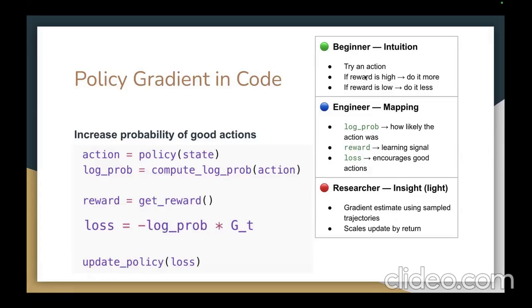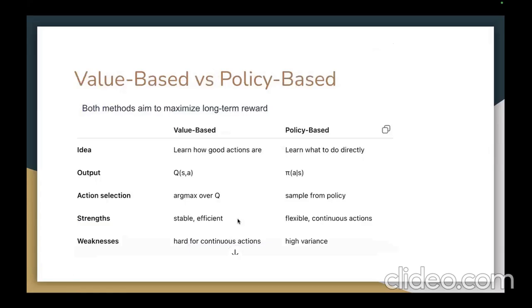For beginners, basically we try an action. If the reward is high, we'll do it more. If the reward is low, we do it less. For implementation, we have a bunch of terms. The log probability is basically how likely the action was. The reward is still the learning signal, and loss is the loss function. For researchers, we try to estimate the gradient using sample trajectories, and this will scale the update by the return, which we call G_t.